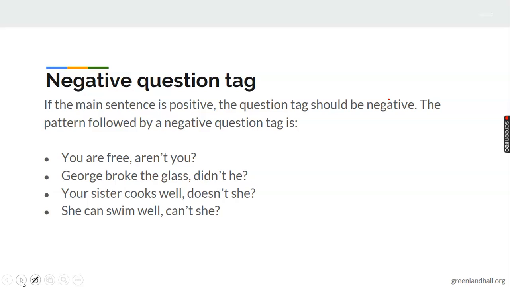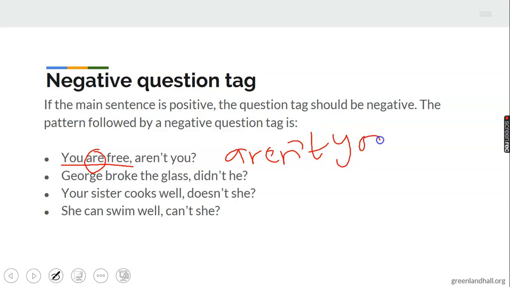Now, negative question tag. If the main sentence is positive, we have said this, the question tag should be negative. The pattern followed by a negative question tag is this. Let's consider this example as we move on. You are free. This is a statement. Look at the verb. You are free. Are you not? Instead of saying, are you not, we bring it to, aren't you?